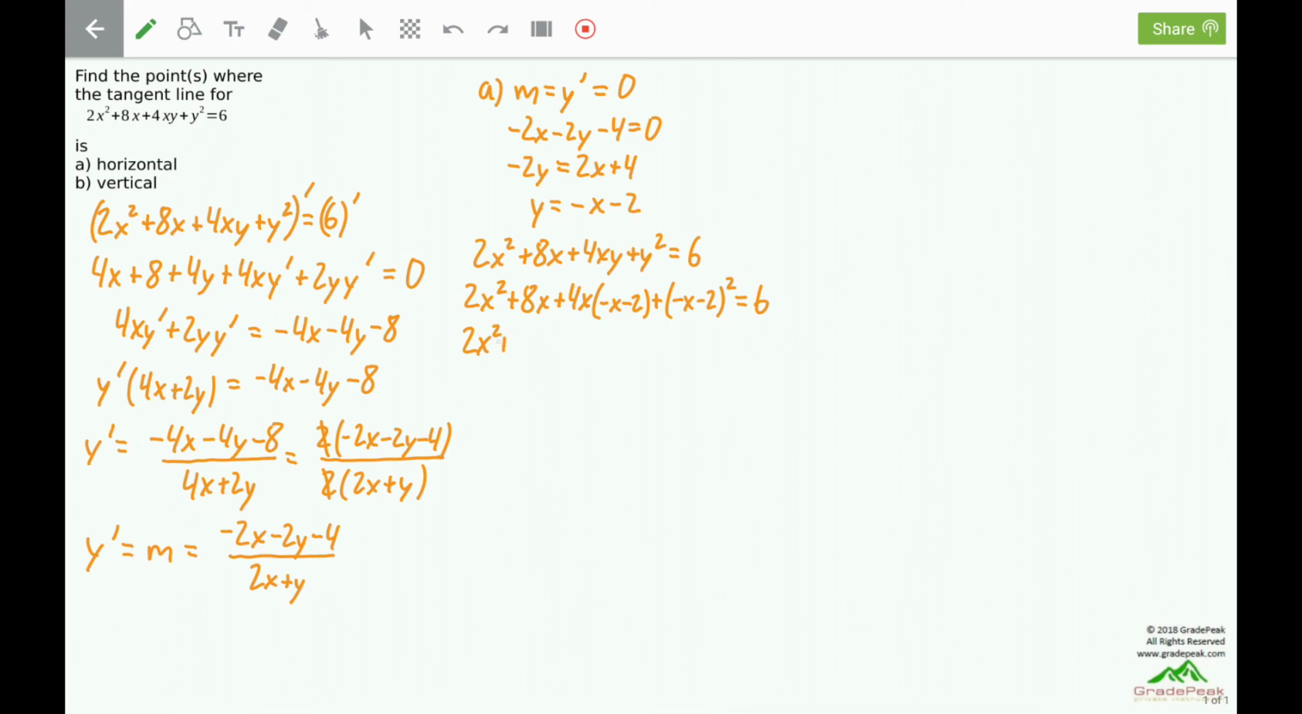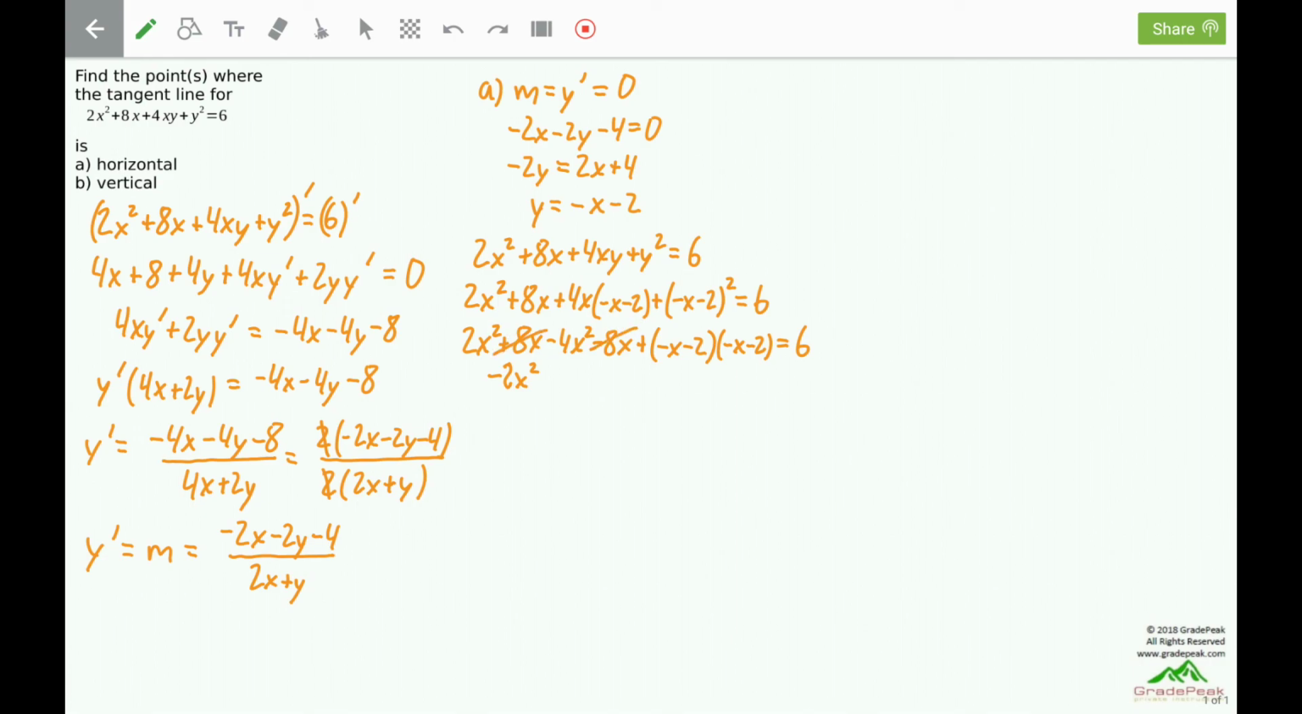So we have 2x squared plus 8x. Here we will distribute the 4x into those two, giving us negative 4x squared and a minus 8x. And then here we will need to FOIL that out. We have a negative x minus 2 multiplying itself. It's best to write it side by side to FOIL it. All this is equal to 6. We can combine like terms together. 2x squared and a negative 4x squared make a negative 2x squared. The positive 8x and the negative 8x can cancel each other out.